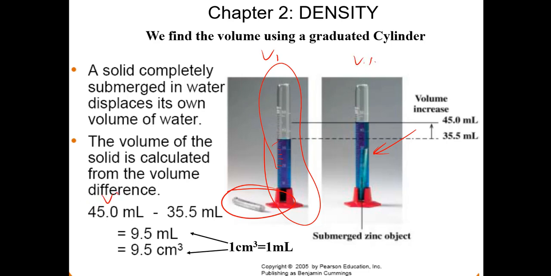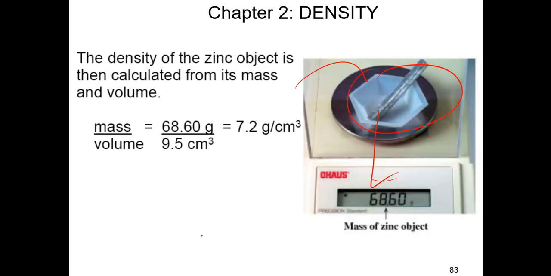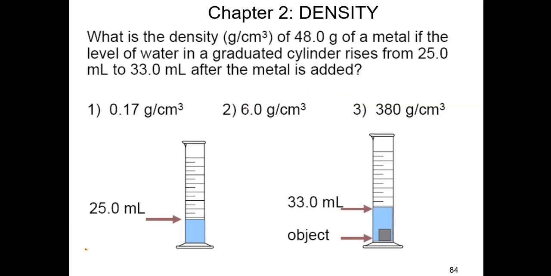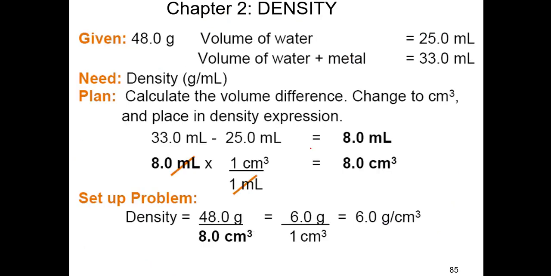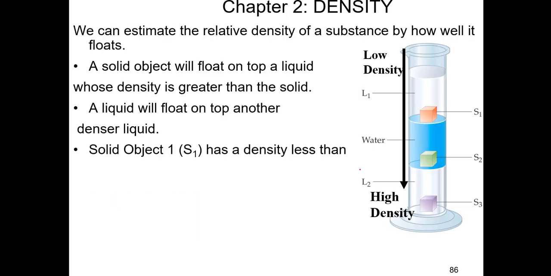And then you're going to do volume final minus volume initial. And then there's the volume of the object. And then convert it into centimeter cubed. And we can do our final density calculation. So you'll be asked to do this for the end of the week's lab. So here's a question that you could see on a future quiz or exam or something along the line. And then there's the breakdown. And then let's move on.